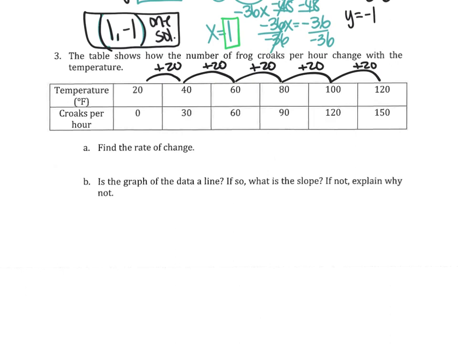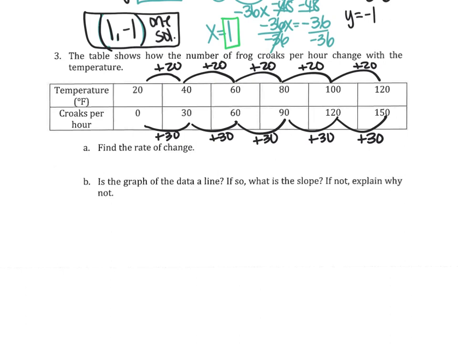Okay. Next we have the croaks per hour, plus 30, and again looking at the change, not just the number. So 60 to 90 plus 30, plus 30, plus 30.